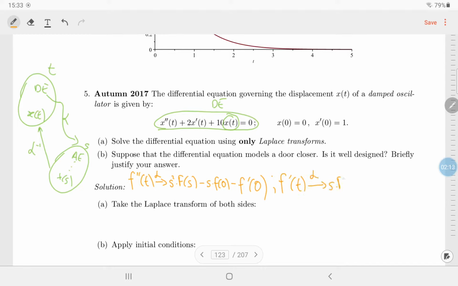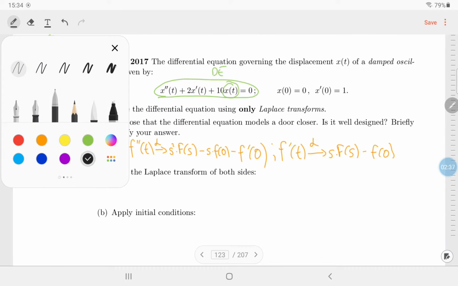Now in this question, the role of f is being played by x. This is not a function of x; x is the name of this thing, so it is in the time domain. Okay, so we do the Laplace transform of both sides.